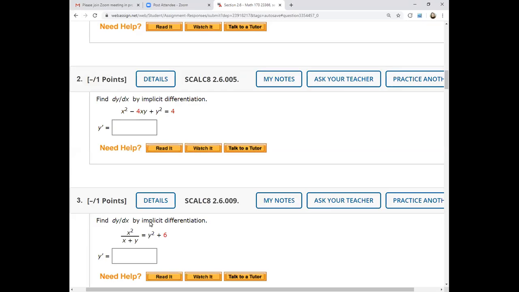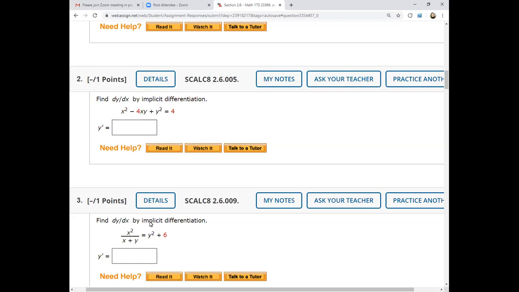So we have, again, we're finding y prime. So y prime is question mark. So again, it's the derivative of every term with respect to x. So this is going to be d dx of x squared minus d dx of 4xy plus d dx of y squared is equal to d dx of 4.